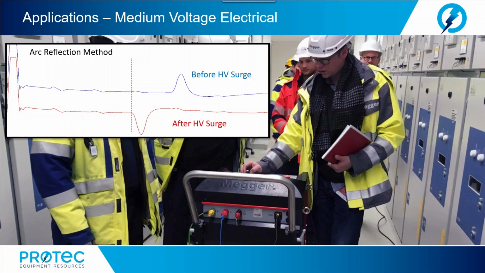This method utilizes the fact that when an arc is created at the fault, its resistance is reduced to a very low value, less than 200 ohms, which will reflect the TDR pulses. The arc location will appear as a downward going reflection, a short circuit, on the TDR cable trace.